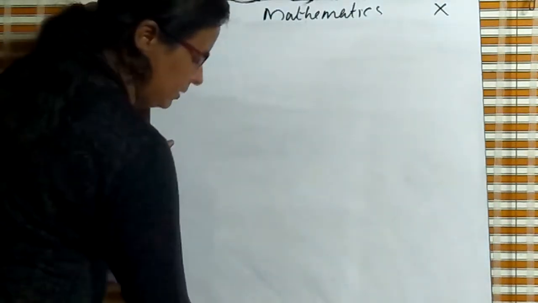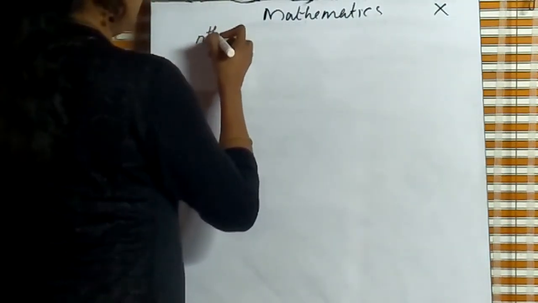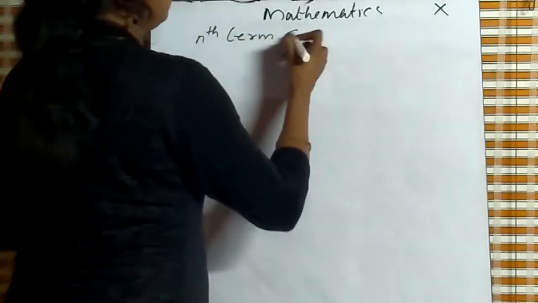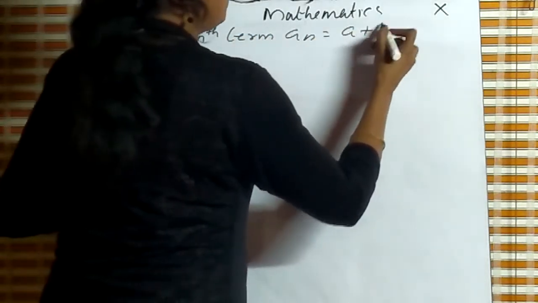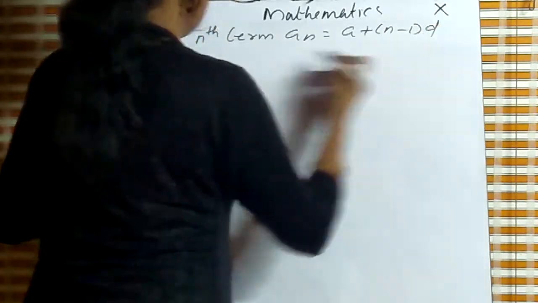Nth term of an AP, AN is equal to A plus (N minus 1) into D.